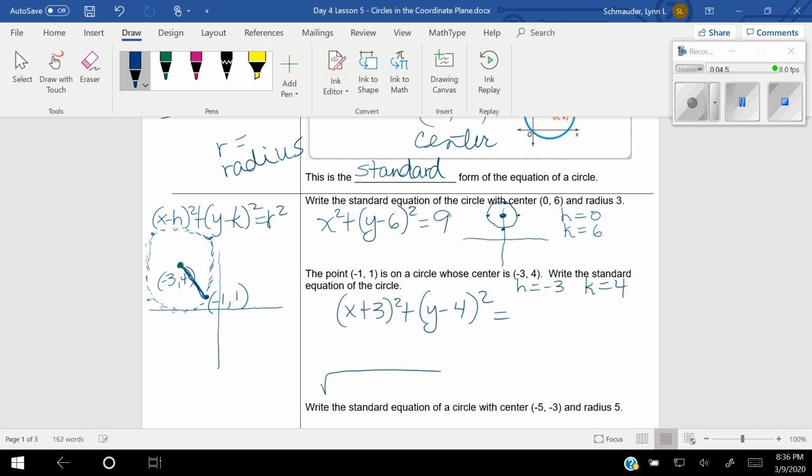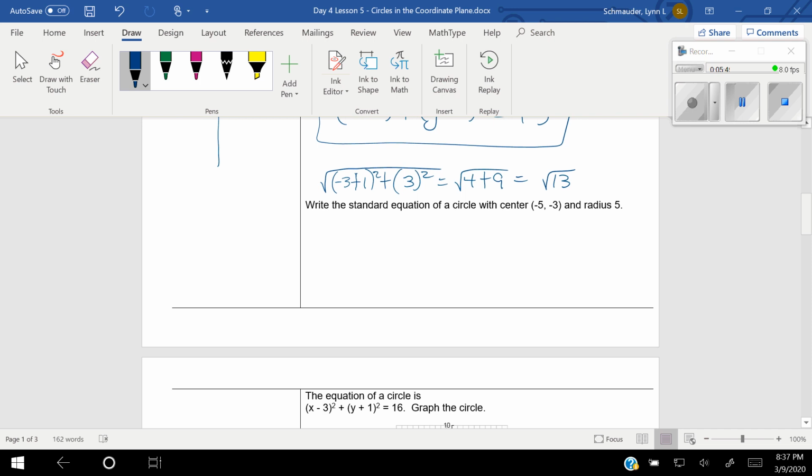Let's see. So I'm going to have negative 3 minus negative 1. Sorry for all the pausing, my pen keeps going out just like last time. Okay, negative 3 minus negative 1: negative 3 plus 1 squared plus 4 minus 1, which is 3 squared. So what does that give us? Negative 3 plus 1, that's negative 2 squared, so 4 plus 9. So that's the square root of 13. So the radius is the square root of 13, but I got to square that, so that's just going to be 13. So there's the equation of that circle right there. All right.